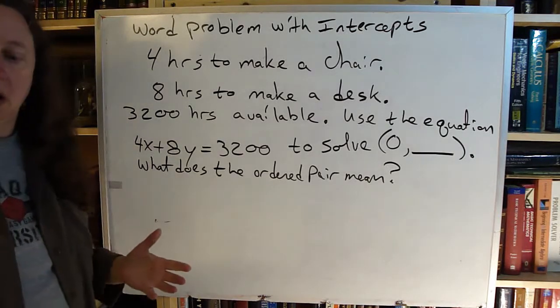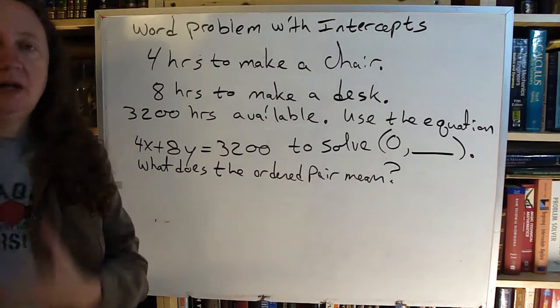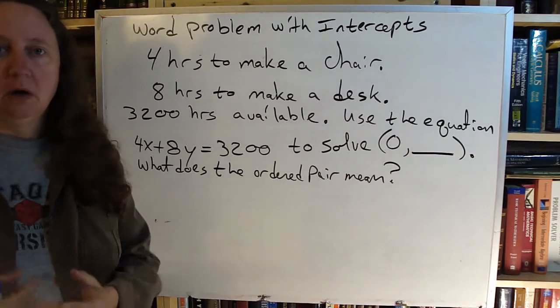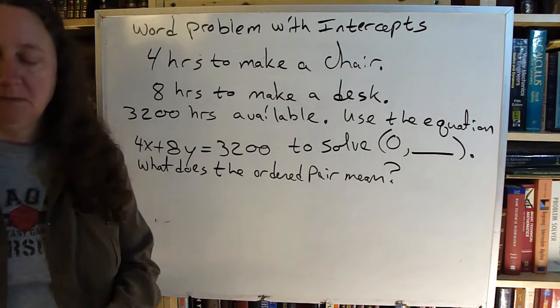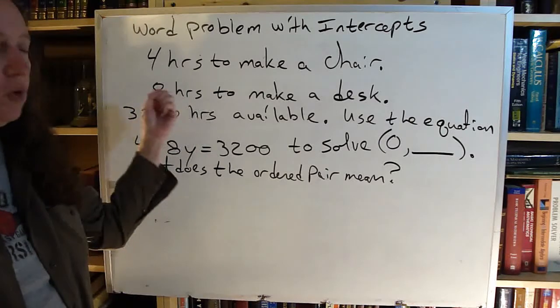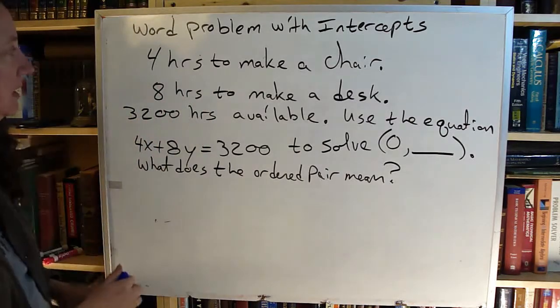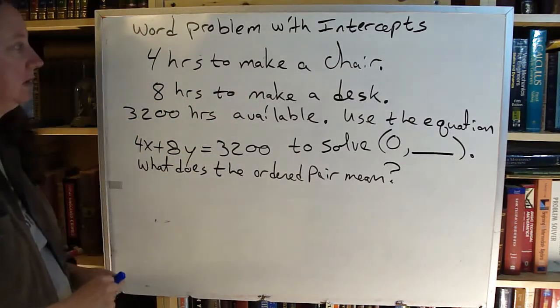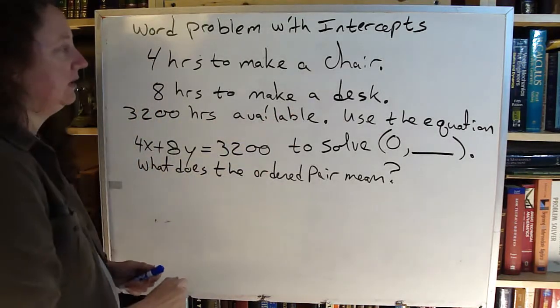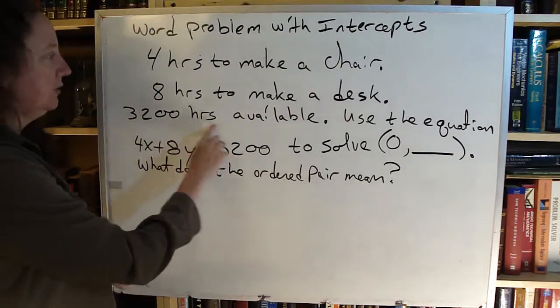Okay, so I took from the slide that starts out this video, I read you the problem, and I took the important information out of it. It takes 4 hours to make a chair. It takes 8 hours to make a desk. And there are 3,200 hours available.